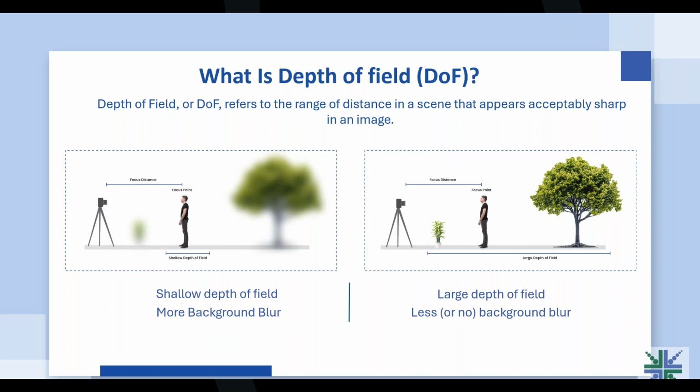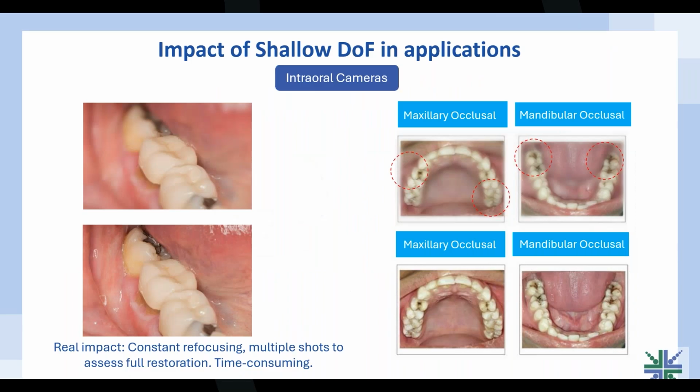Now, let's look at how this plays out in real-world applications. A common macro imaging application is dental intraoral imaging. In intraoral imaging, the camera is used very close to teeth. A dentist is not just looking at one tooth; they also need to see adjacent teeth, interproximal areas, and gingival margins in the same view. When the depth of field is shallow, only part of the image is sharp and the rest becomes blurred. This leads to retakes, longer chair time, and in some cases, important clinical details can be missed.